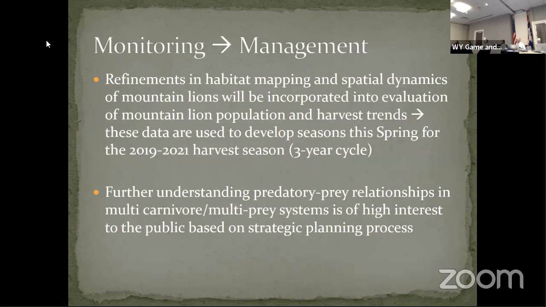So I already talked about this, but again, I'm trying to demonstrate how all of this is used for us to better manage these refinements and habitat mapping. The spatial dynamics, the understanding of how mountain lions are living in the landscape, is incorporated into our annual assessment. We do things on a 3-year cycle, which we will be at this year. So we will be revisiting mountain lion harvest this July, to be in front of you, and all this information is used to inform that.